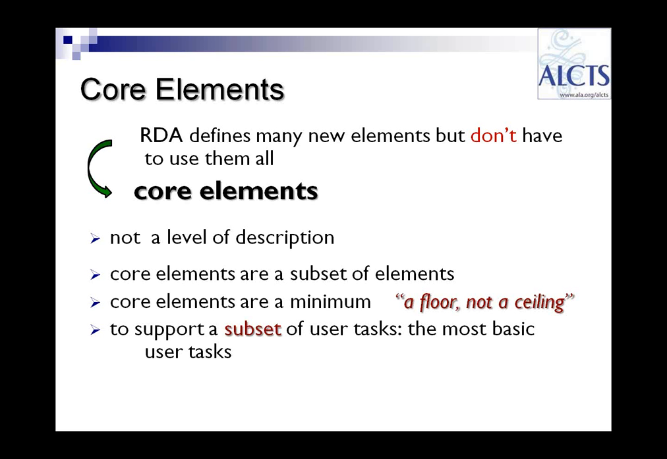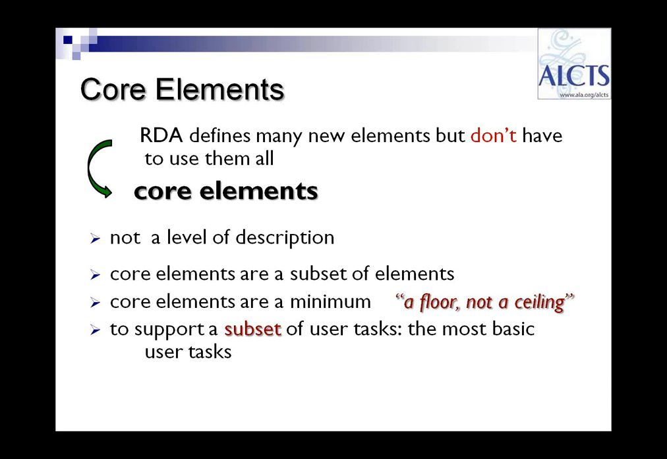Now, in addition to those functional objectives that appear throughout RDA, all the way through in every single section, we also have the core elements. The core elements are very interesting because they're not like the AACR2 level of description. RDA defines many new elements. In fact, there's over 300 elements in RDA. We don't have to use them all, and we don't use them in one particular record. But there is a huge element set there.